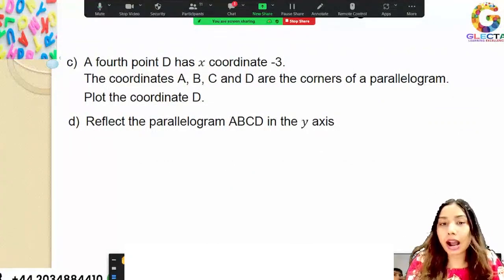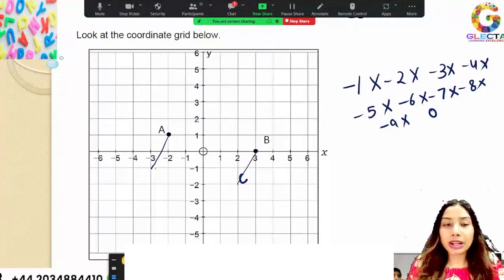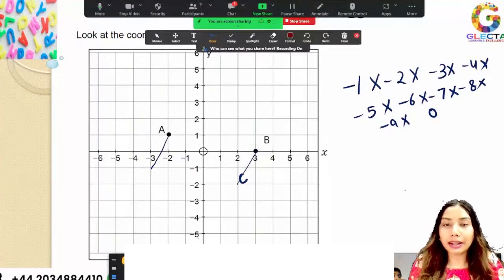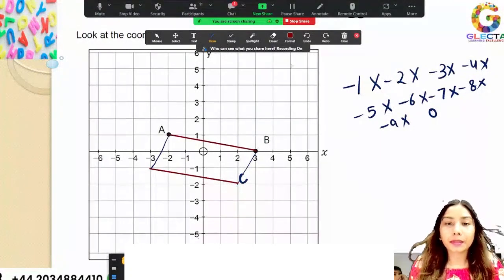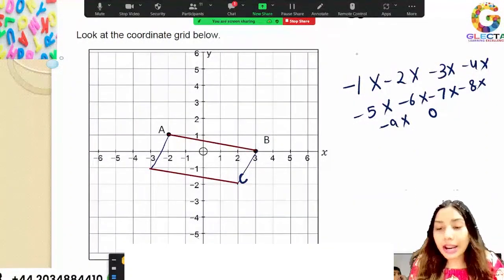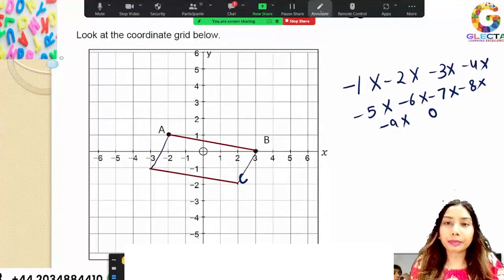We need to reflect the parallelogram ABCD on the y-axis, right? Which means if this is our parallelogram, let me make it with the line. Okay, now I want to reflect with the y-axis, which means the y-axis is my mirror axis. You guys can take a picture and work out the homework. The y-axis is just the mirror axis. Make sure, take a picture. Yes, definitely you can take a screenshot as well. Done?